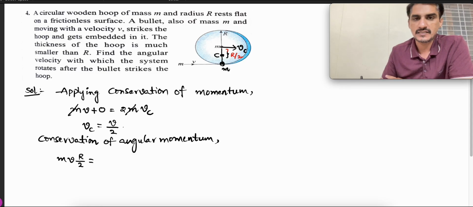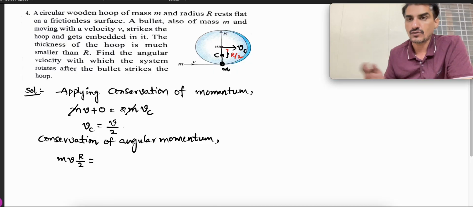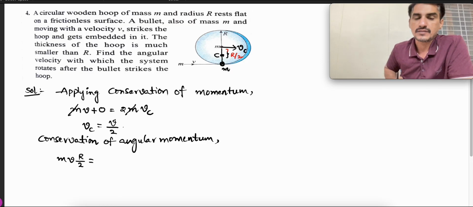The distance means, see here it is colliding at this position. So this is the distance. Am I right or not? So therefore m into v into r by 2 is equal to, that is the initial angular momentum, and initial angular momentum of hoop is not there, right? It is at rest. Therefore I am taking that as 0. Now let us take after collision, after hitting that, then what happens to angular momentum finally.